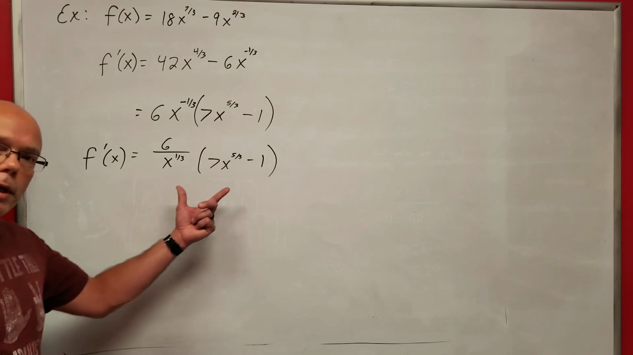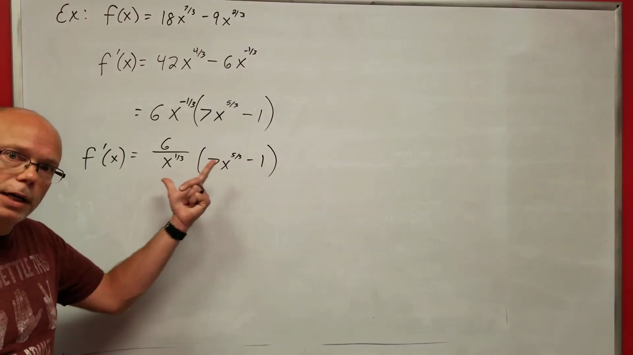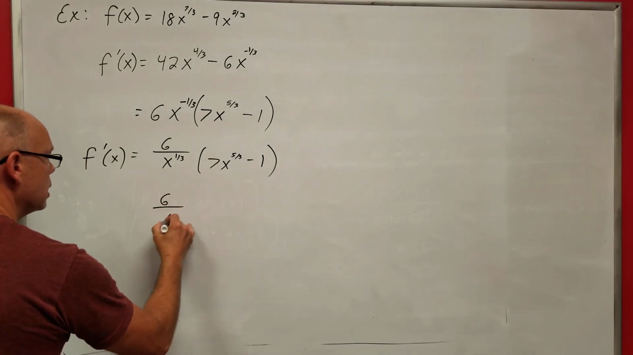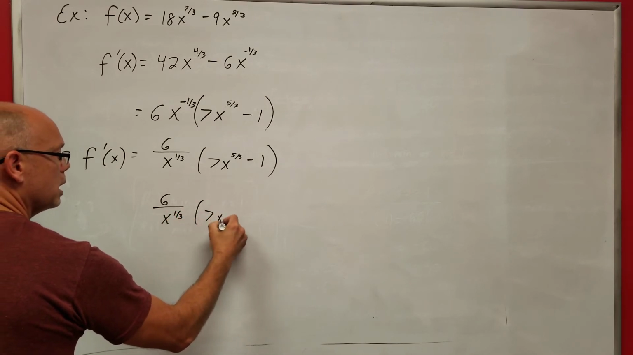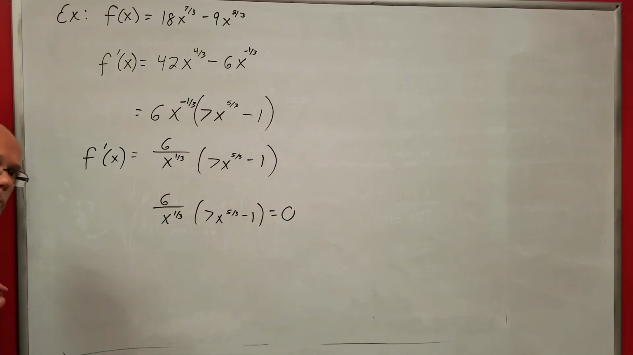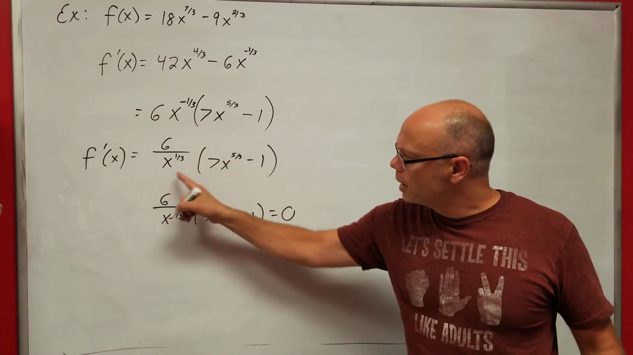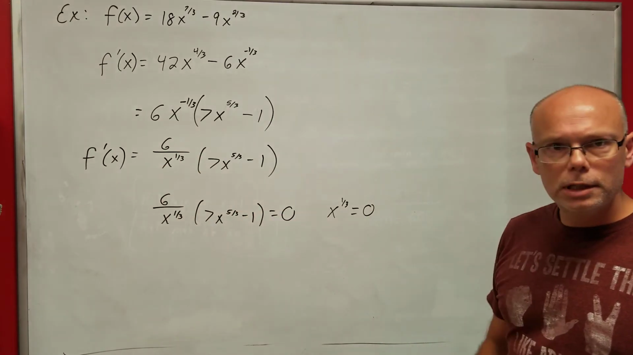Now, let's find the critical points. So let's find out where f prime is equal to 0, and let's find out where it's undefined. Well, let's set it equal to 0: 6 over x to the 1/3 times 7x to the 5/3 minus 1. And where is it going to be undefined? Well, my denominator, x to the 1/3, is 0.